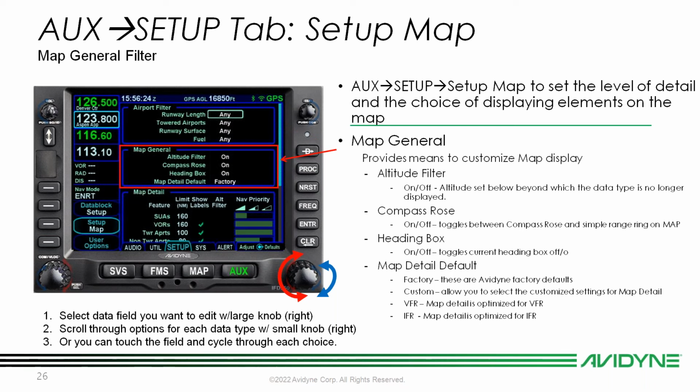So our map general block is going to give us a little bit further option to customize our display. The altitude filter, if we have that set for on or off: that's the altitude set below, beyond which the data type is no longer displayed, right? So typically we'll leave that. I like to leave it on. I really don't like to turn that off, so I'll leave it there.